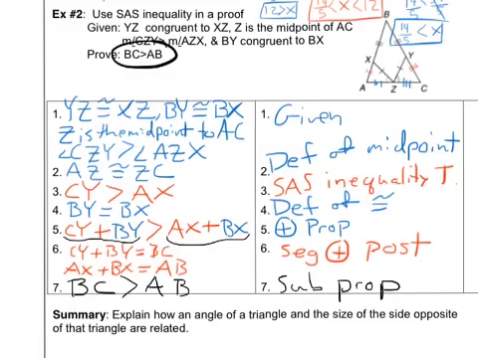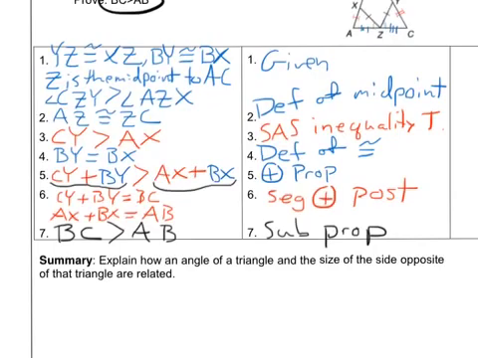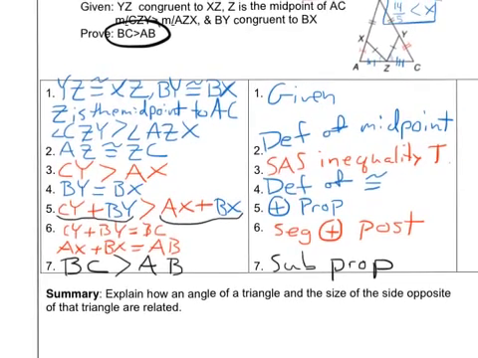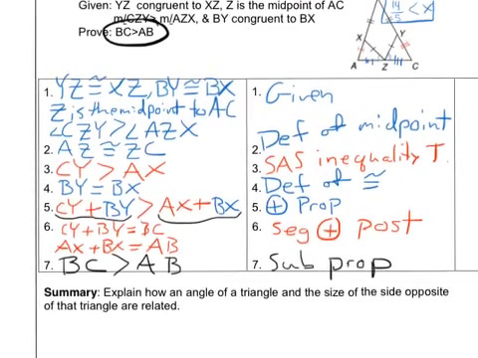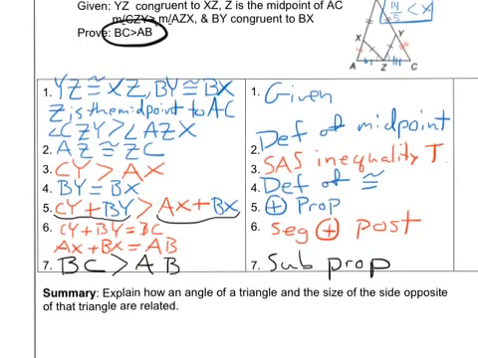Done. Okay, summary. Explain how an angle of a triangle and the size of the side opposite of that triangle are related. So you can try and explain how the angle and size of the opposite side are related.